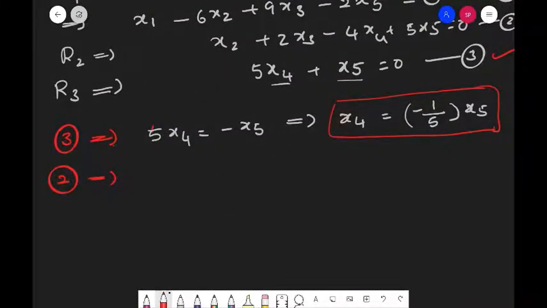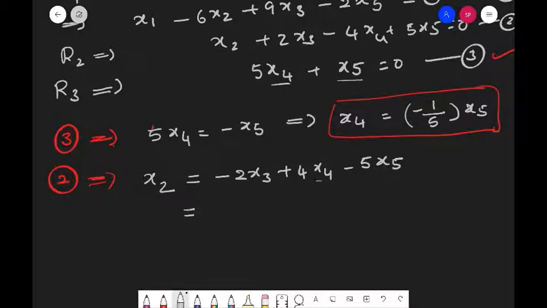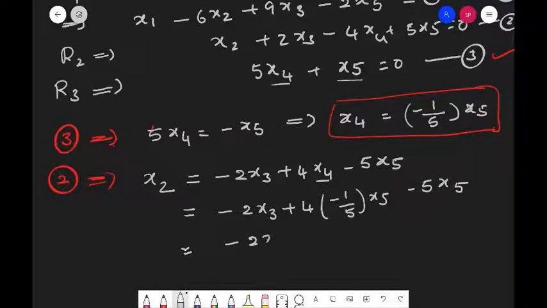So x2 here, I have x2 is equal to, this equation implies I have x2 is equal to, I will keep this and I will send all the other terms to one side, plus 4x4 minus 5x5, and in this what do I have, the x4 value, so I will write this as minus 2x3 plus 4 into minus 1 by 5 x5 minus 5x5, which will be giving me minus 2x3, and this is minus 4, and minus 25 will give you minus 29 by 5 x5.